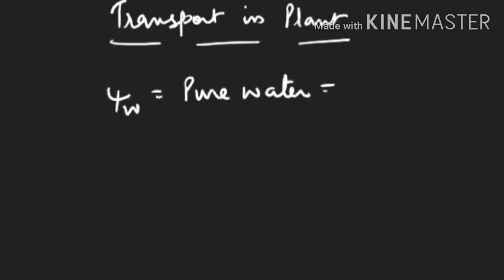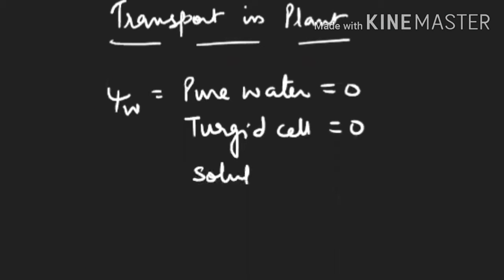See, the questions they ask: what is the value of water potential of pure water? Then please remember, water potential of pure water is 0, and water potential of a turgid cell is also 0. Okay. In these two conditions, water potential is 0. Water potential will be minus in case of solution. So in case of solution, water potential value will be in minus.